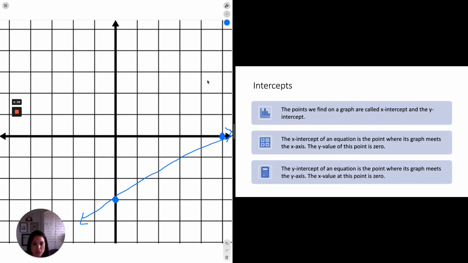The x-intercept of an equation is the point where its graph meets the x-axis. The y value of the point is 0. The y-intercept of an equation is the point where its graph meets the y-axis. So the x value at this point is 0. So let's keep working through a few more example problems.